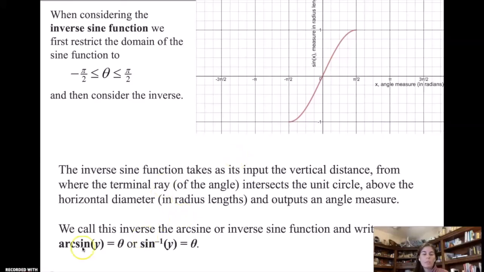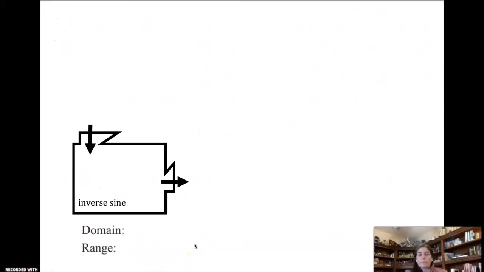Now at the bottom here, just note the notation we use. This says arc sine of y is equal to theta. We don't use that as much in this class. I think they use it more in calculus, where you'll see that notation more. For our class, we tend to use this one more: the inverse sine of y is equal to theta. So you input your vertical distance into the inverse sine function, and it's going to output that angle measure.